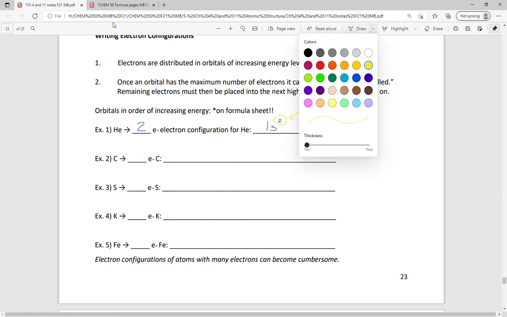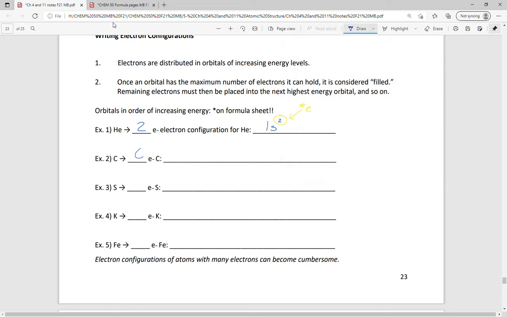Let's build it up, and let's do one that's obviously got more than 2 electrons. So carbon is number 6 on the periodic table. That means that I have 6 electrons to place. I'm always going to start with this 1s2. Then I'm going to move up to the 2s2. And now I've placed 4 electrons. The next one to fill would be 2p4.